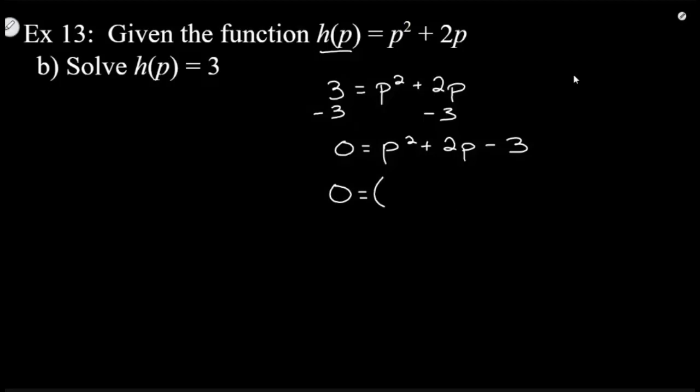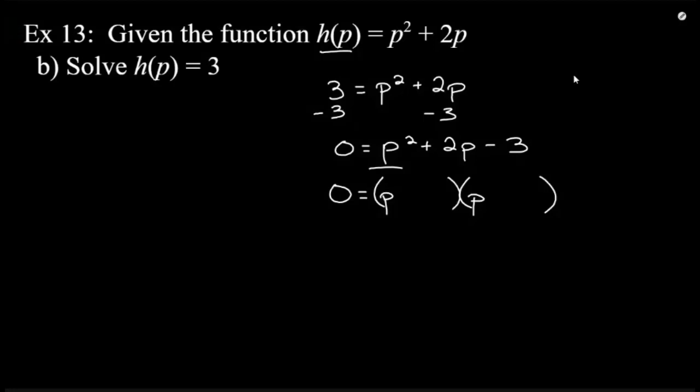And when we factor, a lot of times if there's no number in front of that p squared, we know it's just going to be parentheses, and what's going to have to go first in each of these parentheses so that it multiplies together to be a p squared? It's going to be p here and p here, because when we multiply those together, we get p squared.